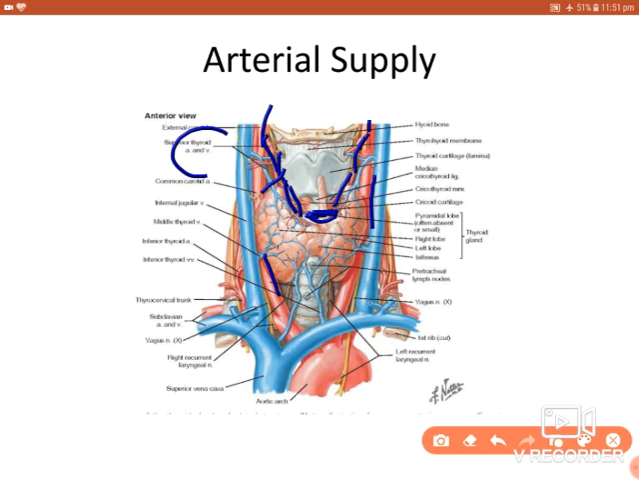Okay, then see the lower aspect. This one is the subclavian artery. From one of the branches of the subclavian, this is the thyrocervical trunk. From there, this inferior thyroid artery is coming. See this inferior thyroid artery. It is going from the base to the posterior aspect of the thyroid gland. Okay, it's going towards the posterior aspect, this inferior thyroid artery.